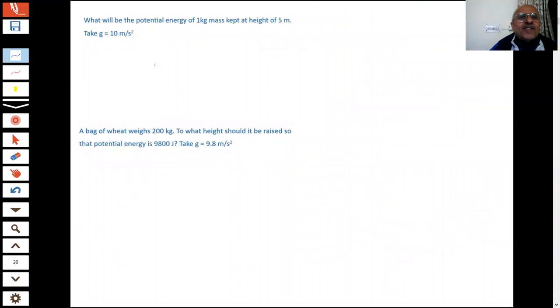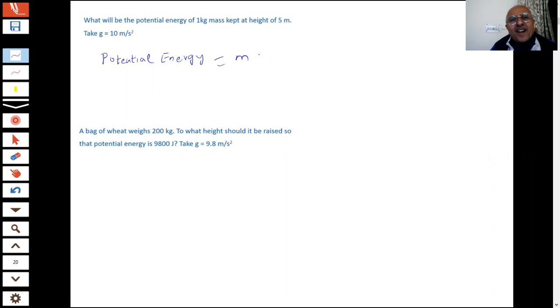Okay, students. Another question is coming on the screen for you. What will be the potential energy of a 1 kg mass kept at a height of 5 meters? Students, 1 minute only for this question. Potential energy, students. Now you are getting used to the questions. How easy the questions are in the exam for you! Potential energy, you can easily answer the question and get full marks.